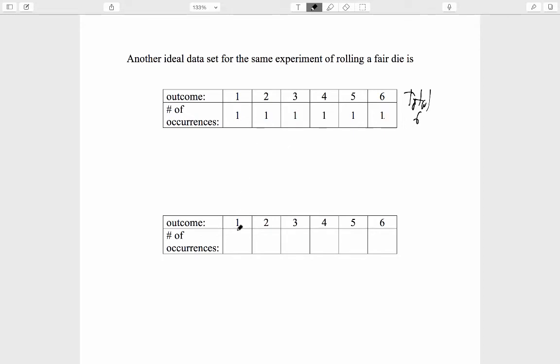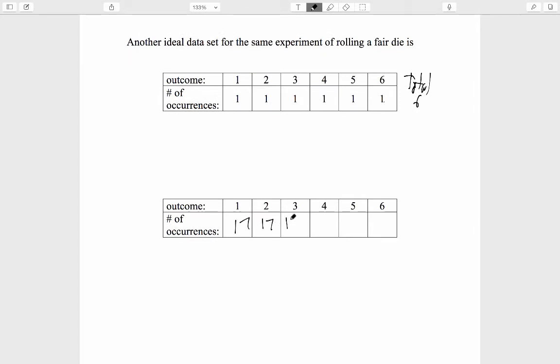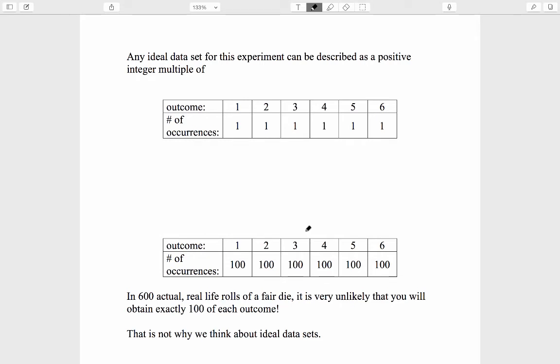We can make up lots more. For example, how about 17? Why not? How about 17 of each outcome? That would be a total of 102 rolls of the die. If, in 102 rolls of the die, you produce exactly 17 of each outcome, that too is an ideal data set for this experiment. In fact, any ideal data set for this experiment can be described as a positive integer multiple of this one. That's just another way of saying that in any ideal data set for this experiment, you will have an equal number of each outcome.